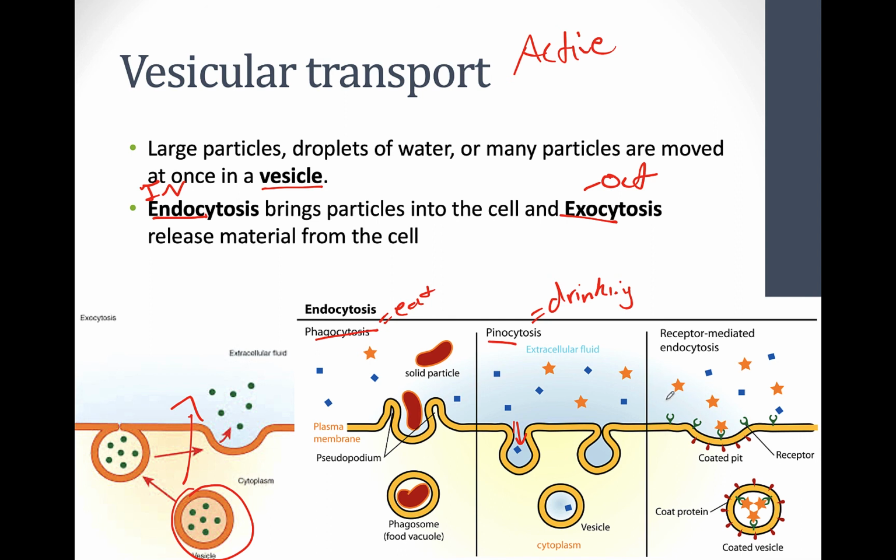Receptor-mediated endocytosis. This is kind of similar to pinocytosis. It's going to pull things into the cell, but it's got receptors right here. This one is specifically looking for stars. The pinocytosis, it just pulls in whatever's next to it. It doesn't get to choose between these blue squares and these yellow stars. The receptor-mediated is specifically choosing the yellow stars to bring in that molecule.